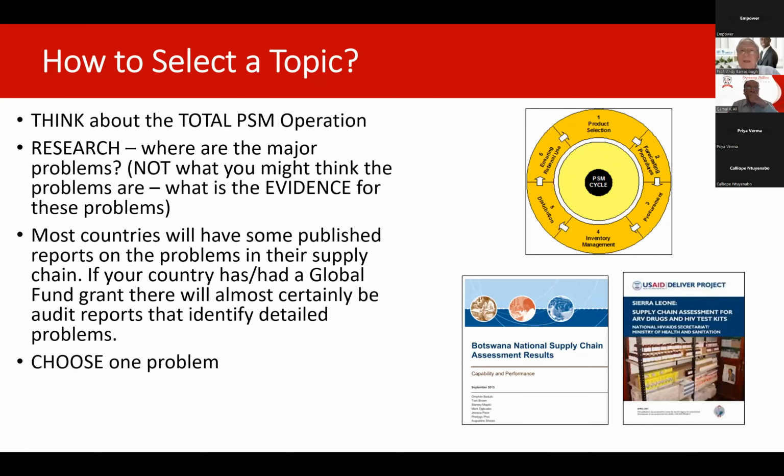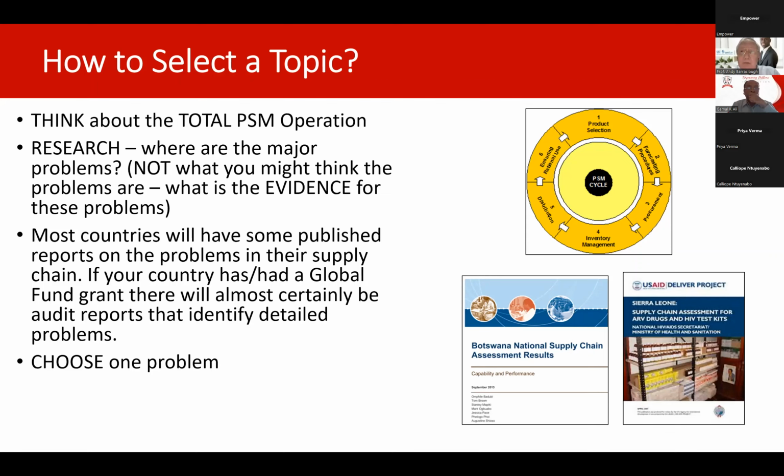So in that, think about the total PSM operation. Don't go straight away to, say, expiry rates because I know it's a big problem. Just think about the total operation. Where are the major problems? And what's the evidence? It's not enough for you to say, I know that's a problem. Sure, you're right. But that will not get you any donor support. What's the evidence for these problems?